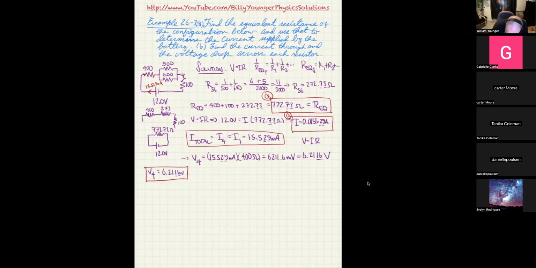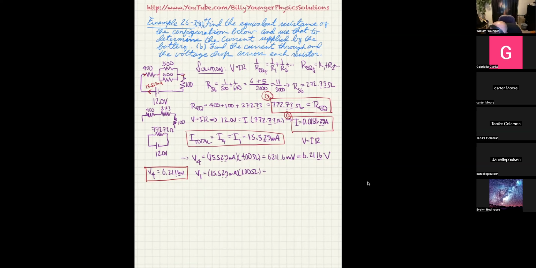We can do the same thing for V1. That was V4. For V1, we're going to get V1 is equal to 15.529 milliamps. And again, I'm just doing this with milliamps so you'll know that the milli can just be carried through. We pretty much only do this with electronics. If you divide, for instance, by a milli, that would be a kilo. If you multiply by a milli, that's going to be a milli, that sort of thing. So now we're going to do times 100 ohms, because this is for the 100 ohm resistor.